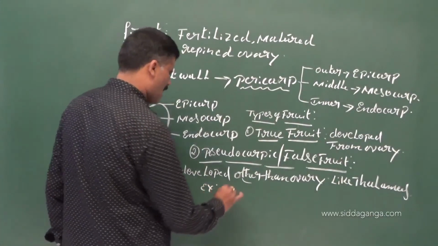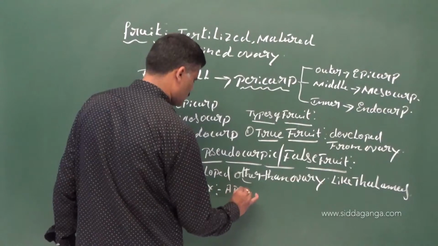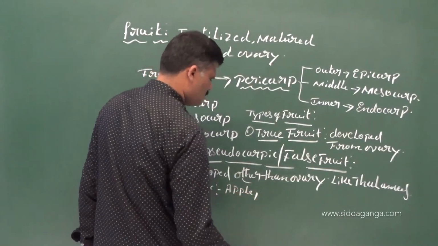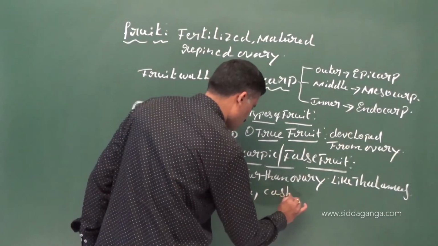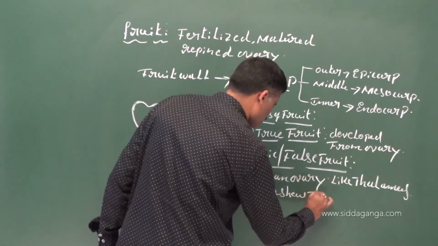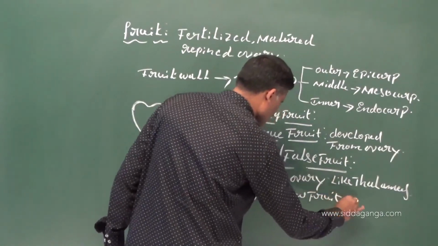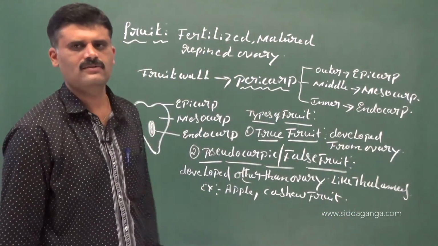Example, apple, then cashew nut, the cashew fruit, okay, the cashew fruit.